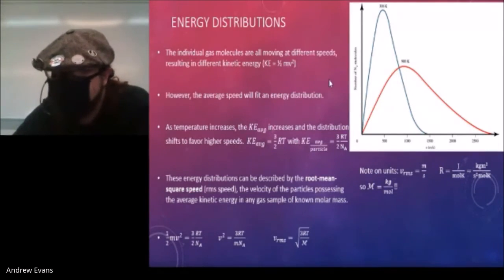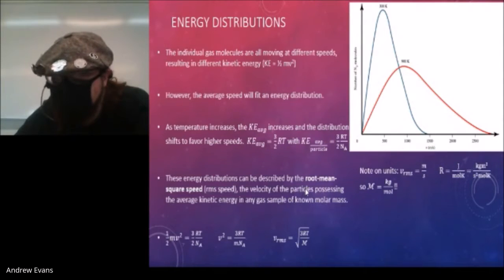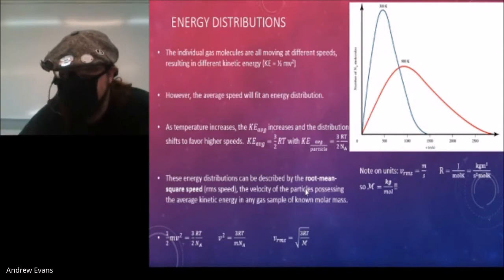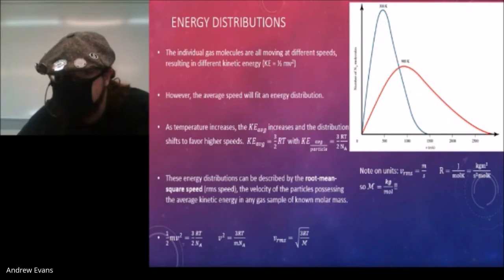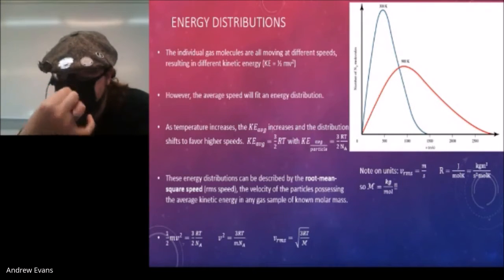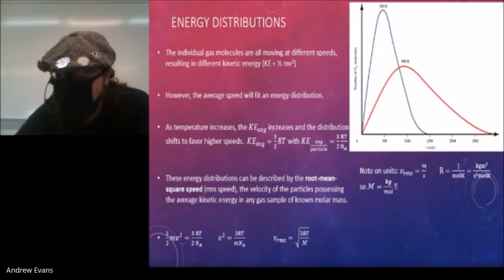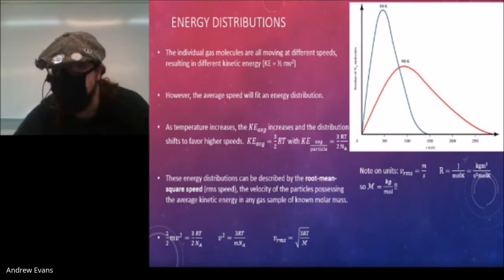So we can look at this, that kinetic energy is equal to 3/2 RT. And so we can actually calculate for this. But these energy distributions can be described in various different ways, but the main way we look at the velocity is the root mean square speed, which is essentially a way of looking at the average velocity based on kinetic energy.